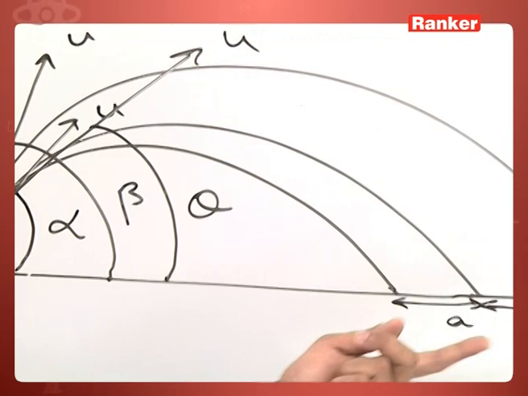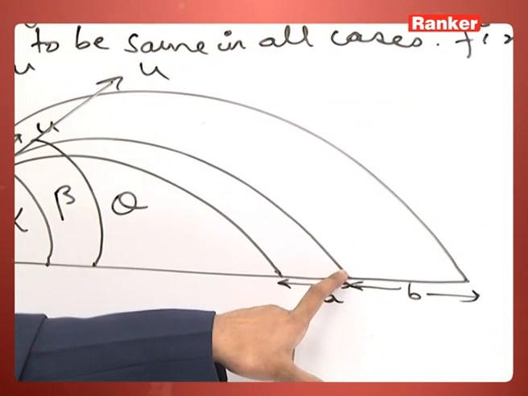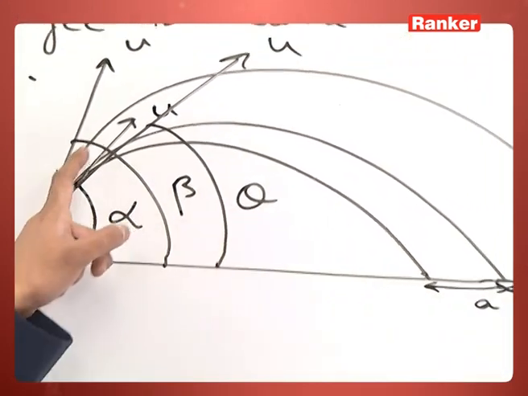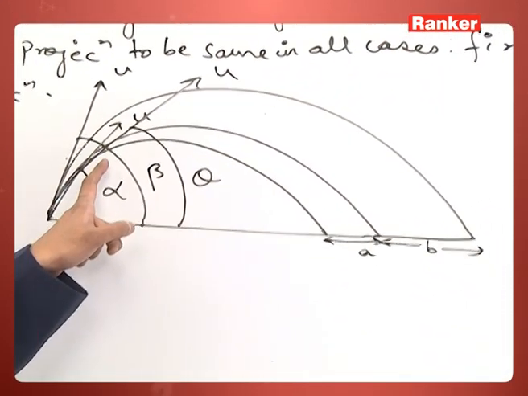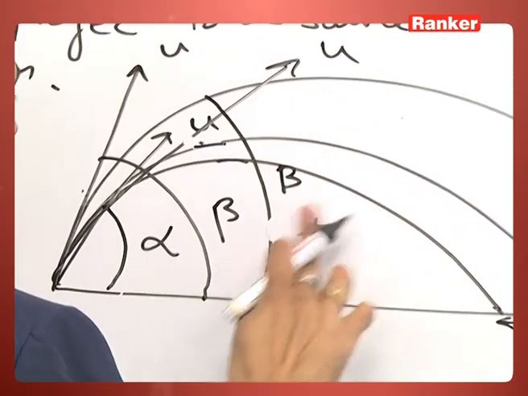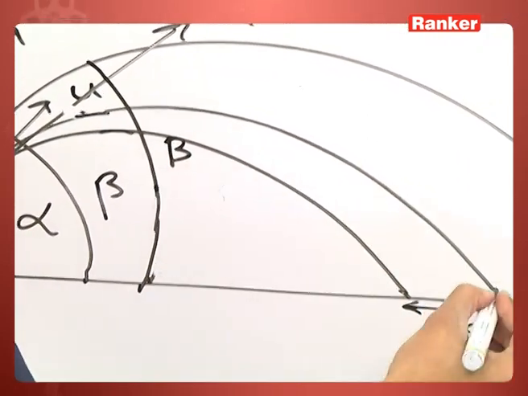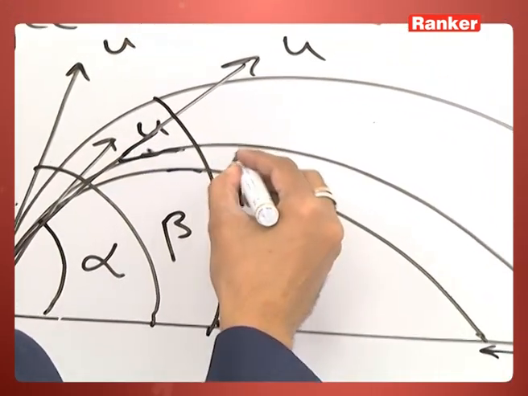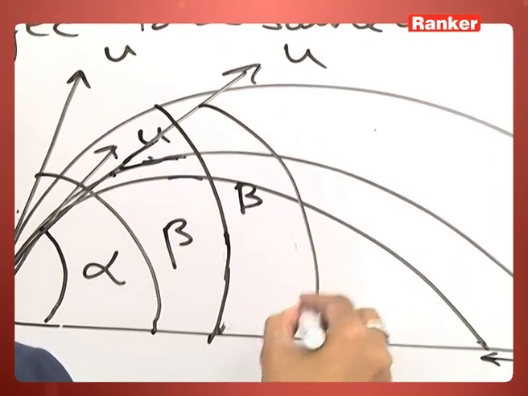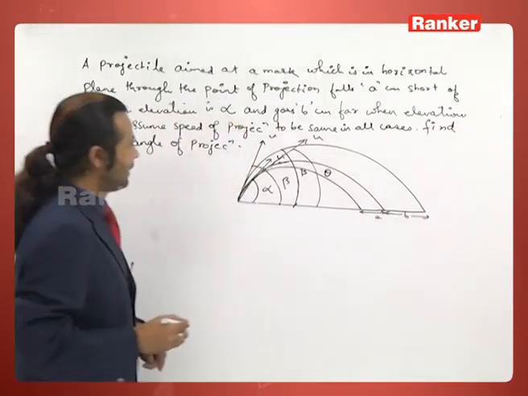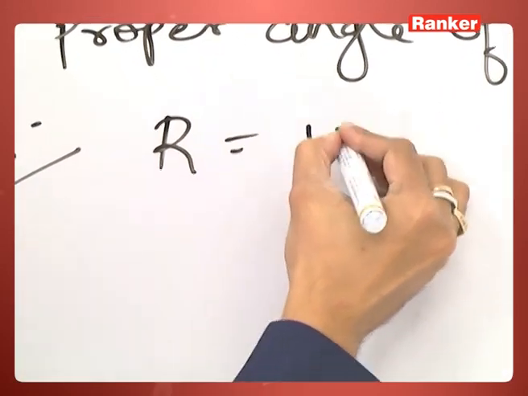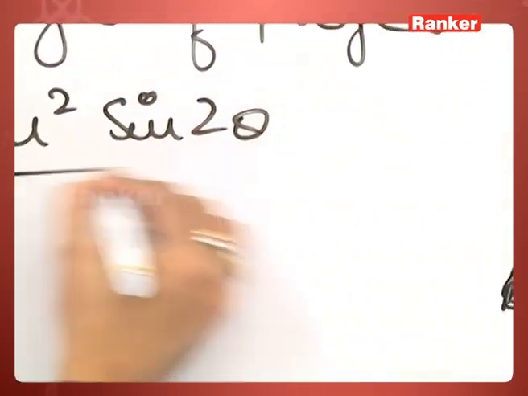So the diagram is like this. This is the correct range, and when it is thrown at an angle alpha, it falls short of A. When it is thrown at an angle of beta, it goes beyond, and this one will be theta. So first I write the correct range, u square sine 2 theta divided by g.